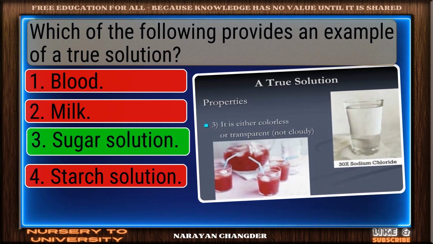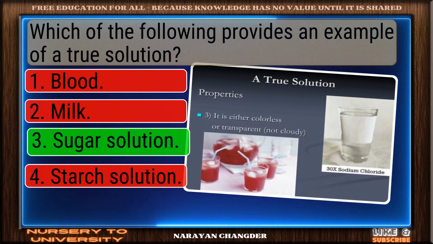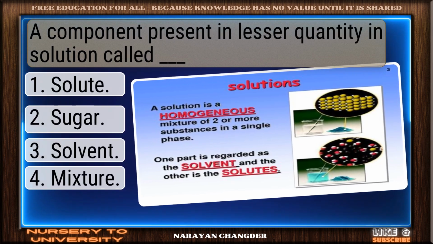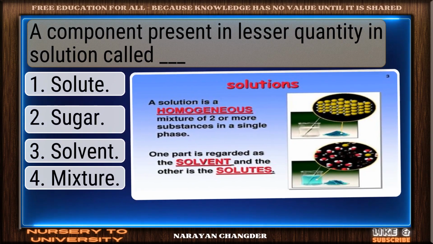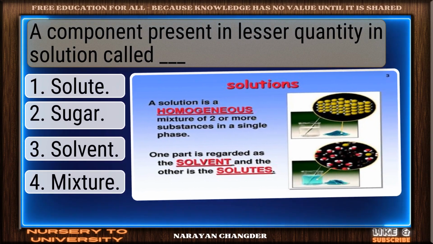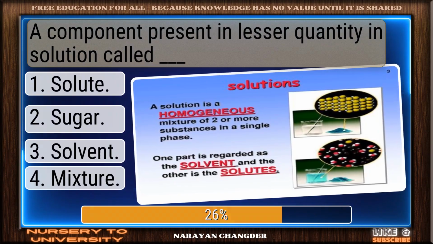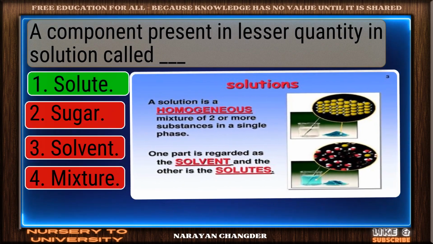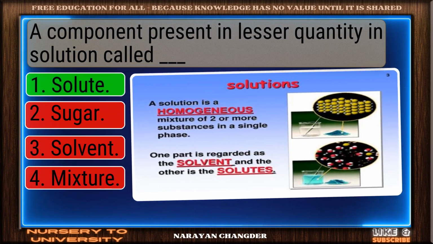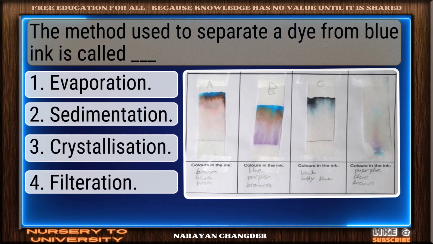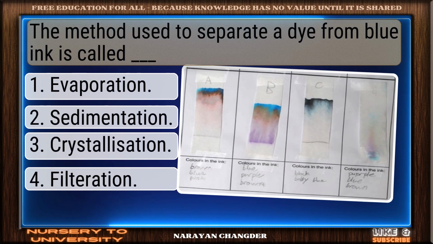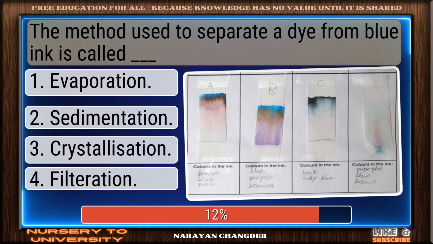Exactly. Sugar solution makes sense, and it is right choice. Question number 128. A component present in lesser quantity in solution called dash. On track. Solute is the correct answer. Question number 129. The method used to separate a dye from blue ink is called dash.